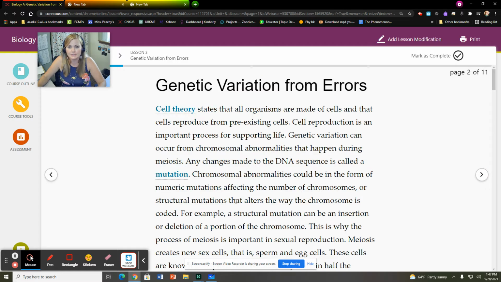So basically what this lesson is trying to show you is that there are other ways than just the standard meiosis to introduce genetic variation into organisms. So normally during meiosis, you have crossing over that occurs and you have independent assortment, which will normally lead to variation in any population, right?